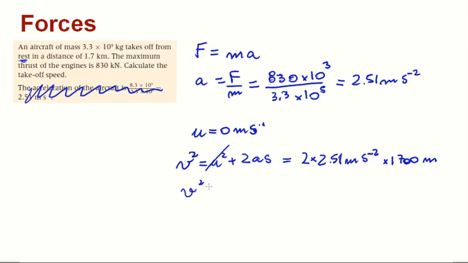So v squared would be then 2 times 2.51 times 1,700. Let's just calculate the final speed then. If we multiply those and then take the root, we would have the final speed to be 92.4 meters per second. Now, very importantly, this is the speed because it's not a vector, it's a scalar.